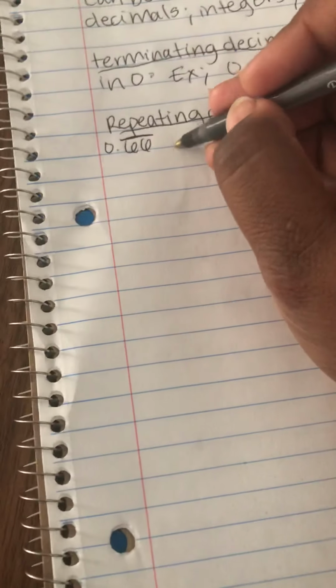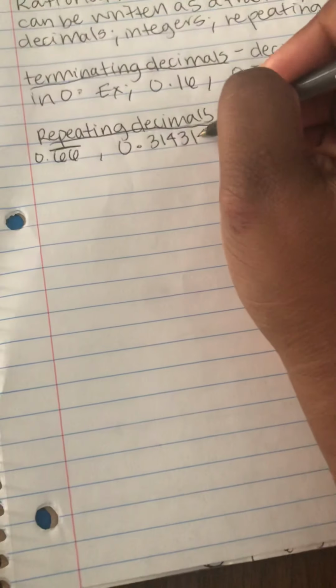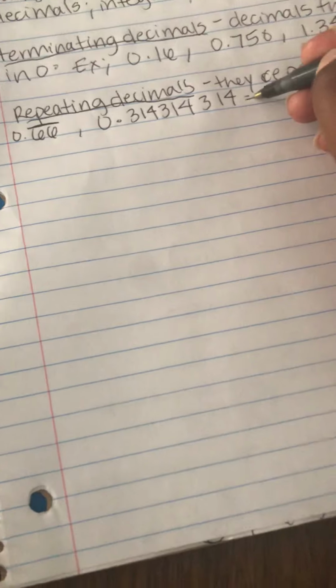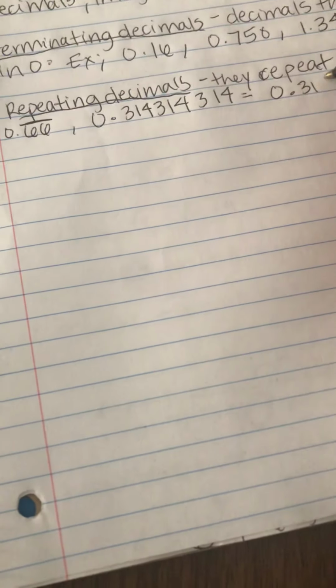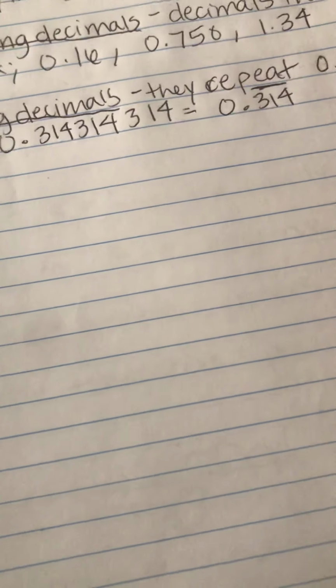So even if it was 0.314314314, the way we write that as a repeating decimal is 0.314 with a line above. That line above means that it repeats. So anytime you see a line above, you know that's a repeating decimal.